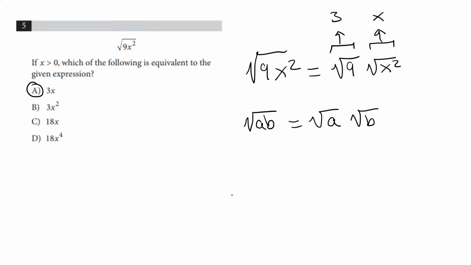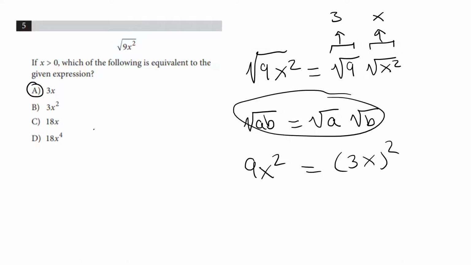But we could instead just also recognize that 9x squared is equal to 3x to the power of 2. And then we'd be able to more directly just cancel it out. However, this is also just a nice situation to practice those square root laws, and brush up on some basic rules for these types of things.